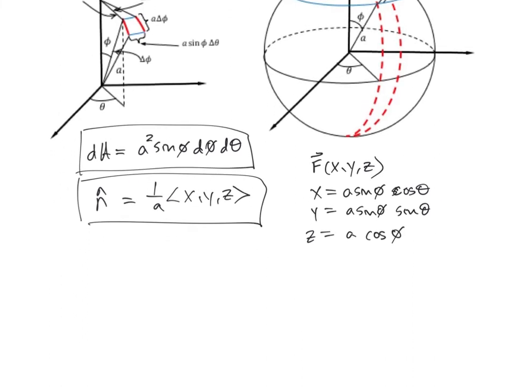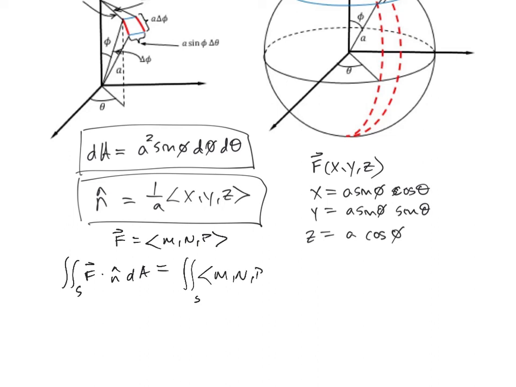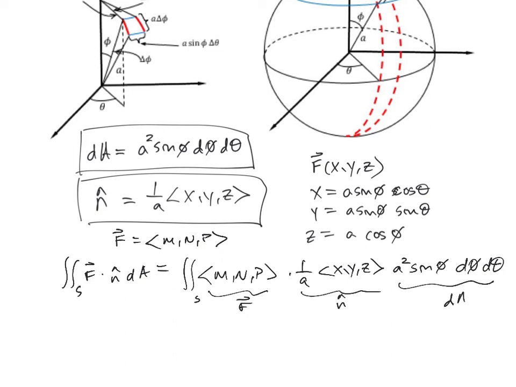Okay, so our surface integral becomes f dot n hat dA, if f is equal to M, N, P, expressions of x, y, and z. Our surface integral becomes that: f dot n hat dA. Right, this is f, this is n hat, this is the dA that we just wrote. And we have to replace all the x's, y's, and z's with these expressions here.